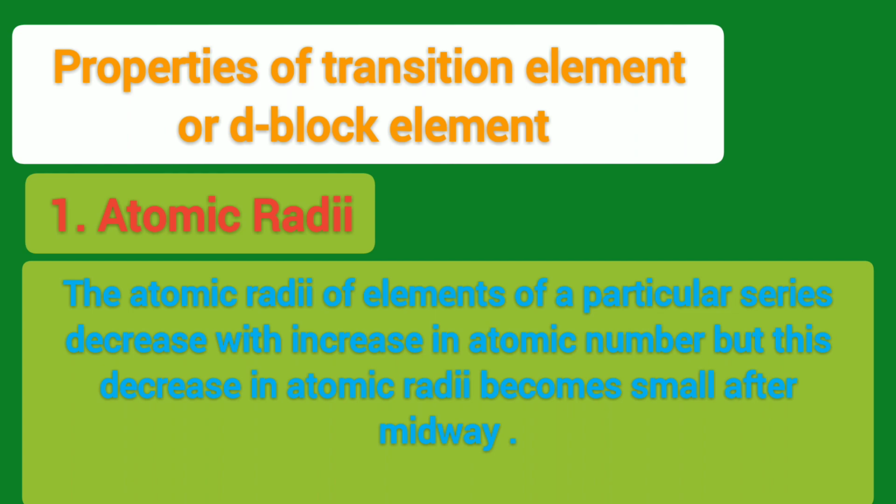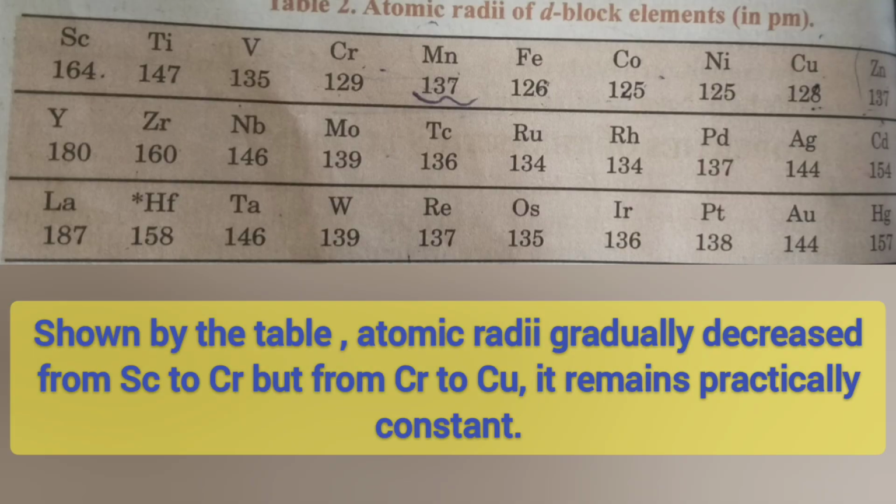First one is atomic radii. The atomic radii of elements of a particular series decrease with increase in atomic number. But this decrease in atomic radii becomes smaller after midway.